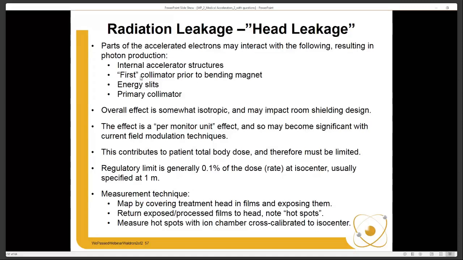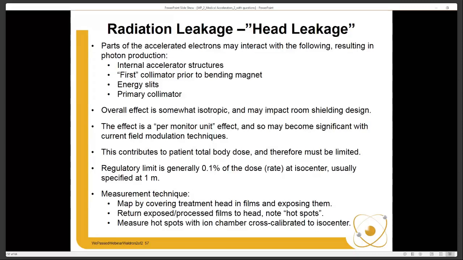Basically, everything the beam hits produces scatter, either photons or electrons, and it's more or less isotropic. And the regulatory limit for this in general is 0.1% of the dose rate at isocenter. Now, if we're going to make a shield that only transmits 0.1%, that's right at about 10 half-value layers. So there's quite a lot of shielding in the heads of these machines.